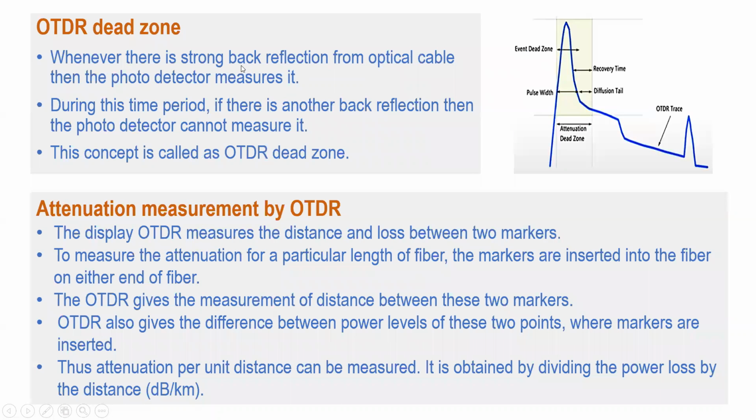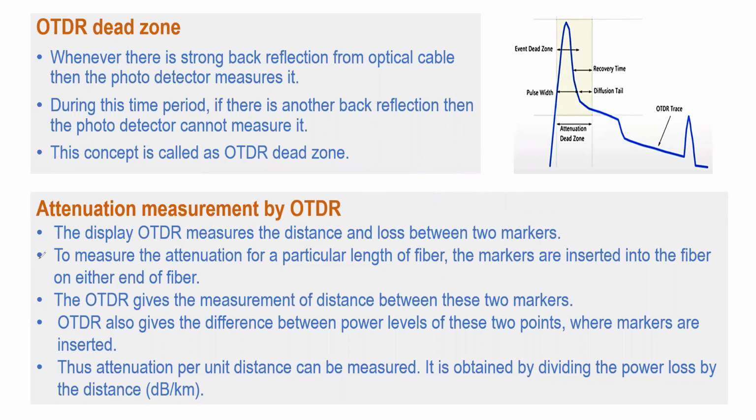OTDR dead zone. What do we mean by OTDR dead zone? Whenever there is a strong back reflection from the optical cable, the photodetector measures it. During this time period, if there is another back reflection, then the photodetector cannot measure it. If there is one pulse which is very strong, and at the same time one more pulse which is weak, the weak pulse will not be measured by the photodetector. This concept is called the OTDR dead zone.